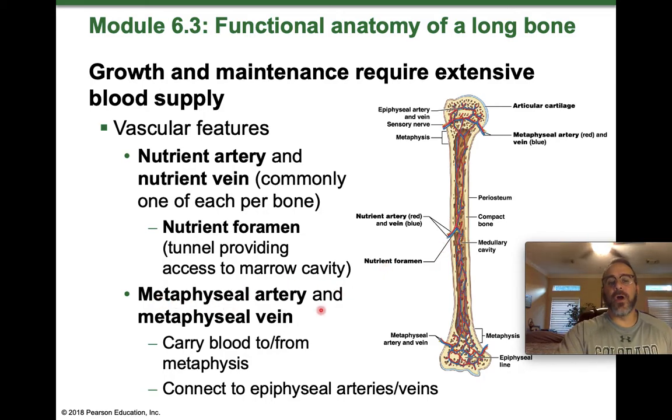The metaphyseal artery and the metaphyseal vein is what you are going to see up or down here. So you can see here it's going to enter at the metaphysis, so right here, and then you also have the epiphyseal artery and vein. The metaphyseal artery and vein is going to enter, and then it's going to bifurcate and go up into the epiphysis, and then that is now called the epiphyseal artery and vein. Okay, and then you can see here on the head, you have the articulating cartilage.